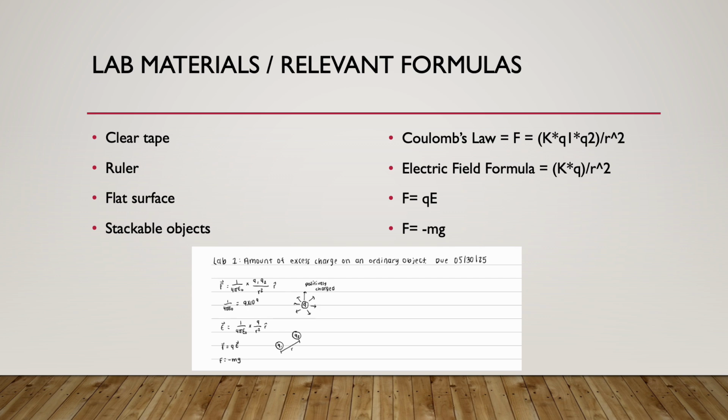And then for formulas, for the relevant ones, we use Coulomb's law, which calculates the force of electricity, which is basically k times Q1 times Q2 divided by r squared, and then the electric field formula, which represents the electric field of the charged particle. The relationship between electric force and the electric field is that the force is the electric field multiplied by the charge receiving the force, and the gravitational force is the force of gravity, which is mass times the gravitational constant.